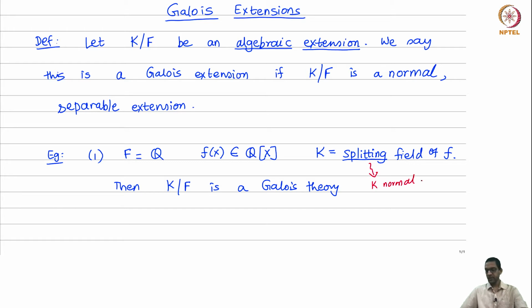And K is separable comes for free, because recall Q is a characteristic zero field, and we talked about this when we talked about separable extensions. Any algebraic extension over a characteristic zero field is automatically separable. So K is separable since the characteristic of Q is 0. And recall, we also have a version of this for characteristic p. In that case, we require the field to be perfect. So that is a Galois extension.